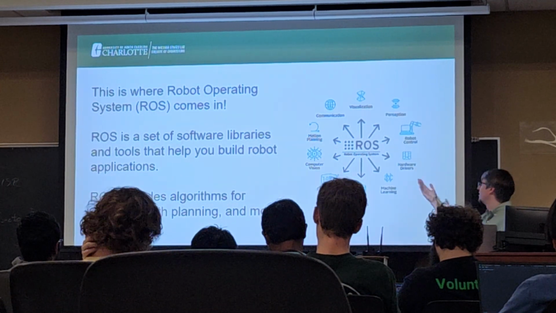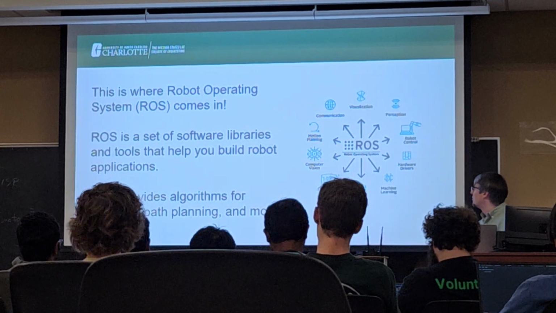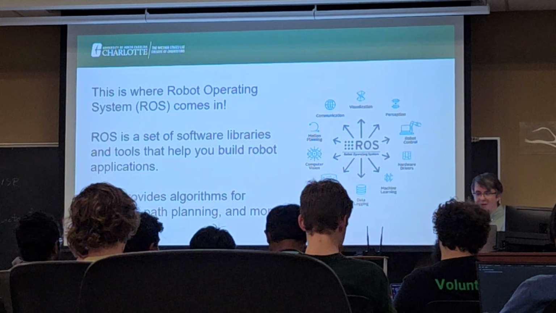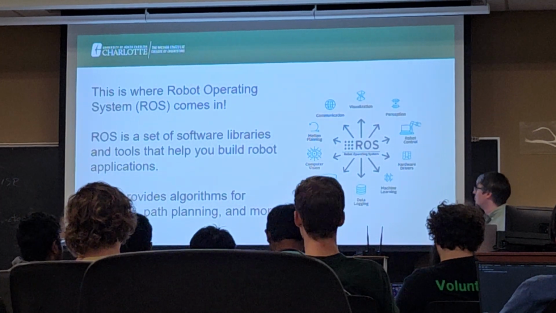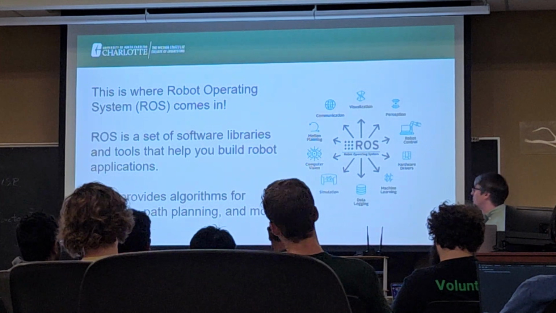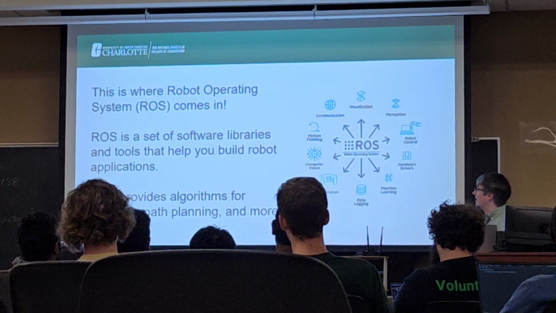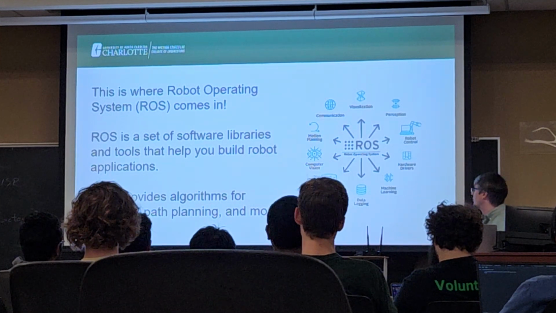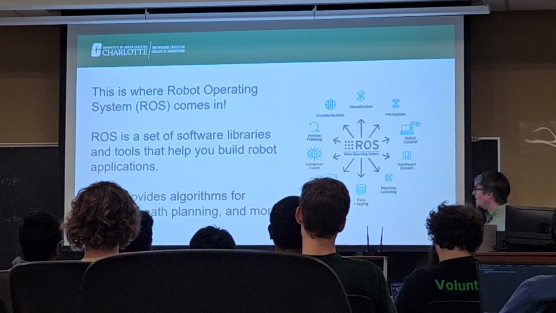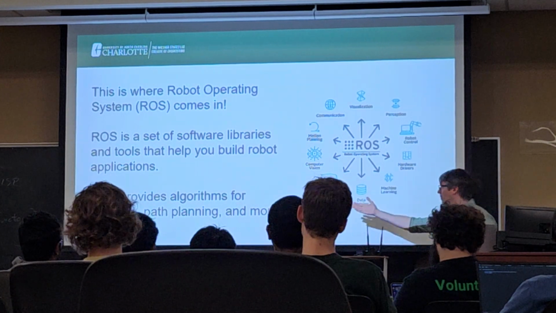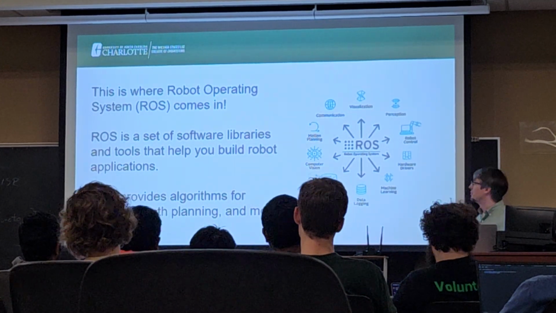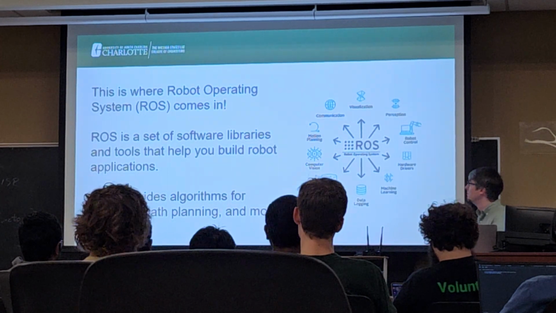Its name stands for Robot Operating System, and it's not so much an operating system like Windows or Linux or macOS is. It's a collection of software libraries, and it also enforces a communication standard. It provides a bunch of algorithms for mapping, path planning, and all these different tasks we might want a robot to do.